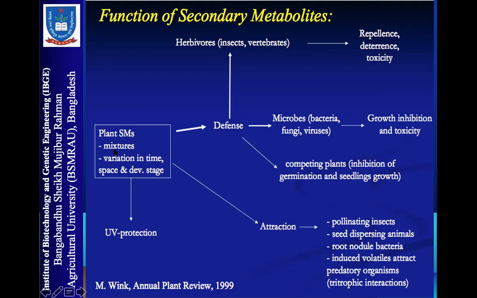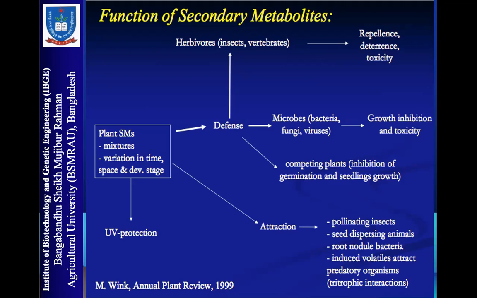So plant secondary metabolites are basically mixtures, not a single compound, and they vary in time, space and development stage. So at different times and different developmental stages, the mixture ratio of different compounds is hugely varied. So what do plants do? They are always open to the sunlight.